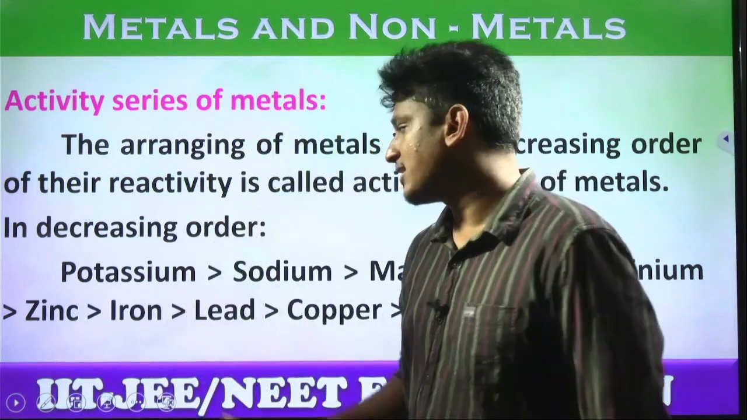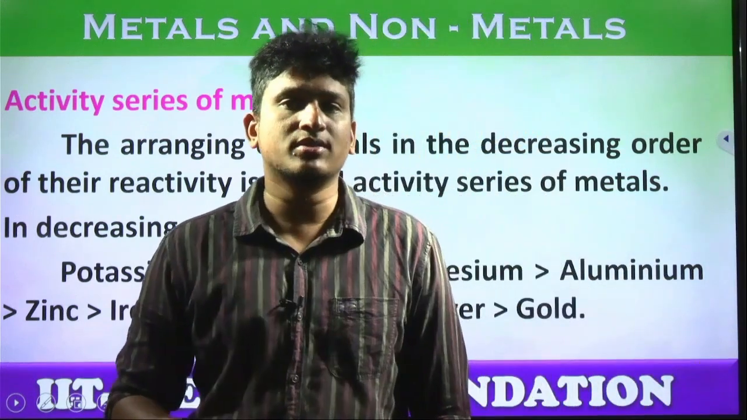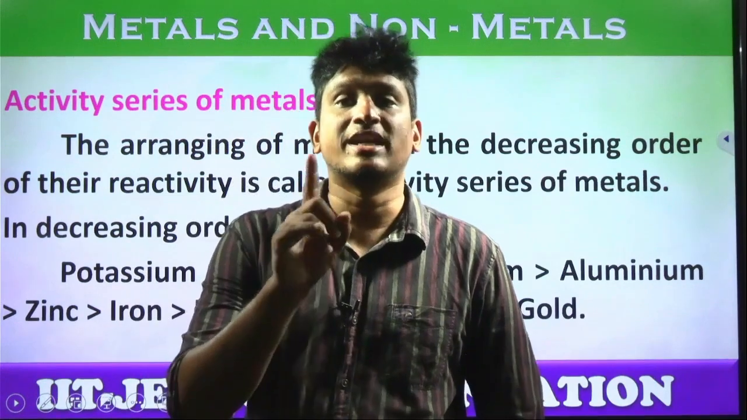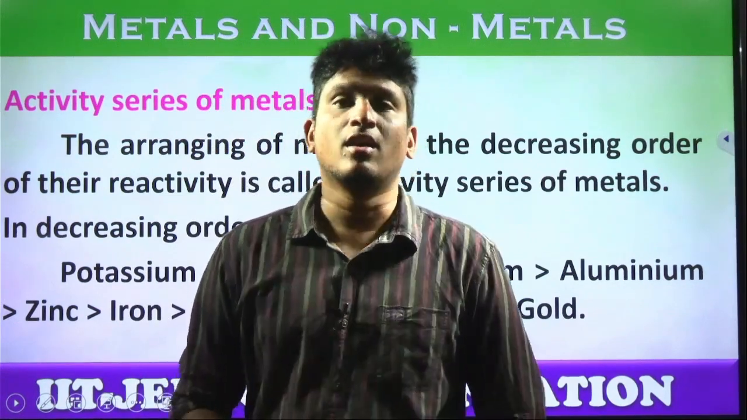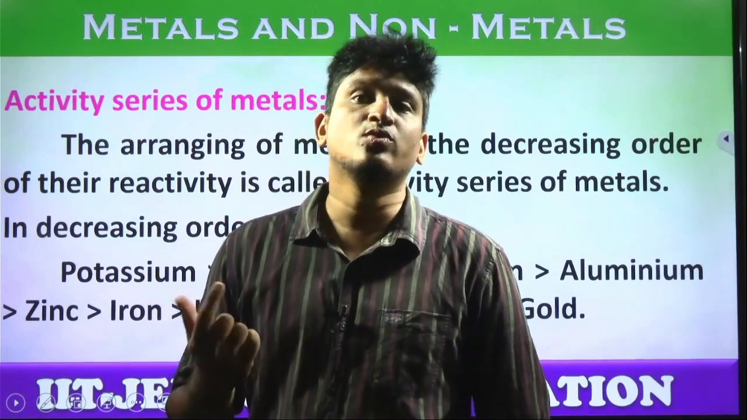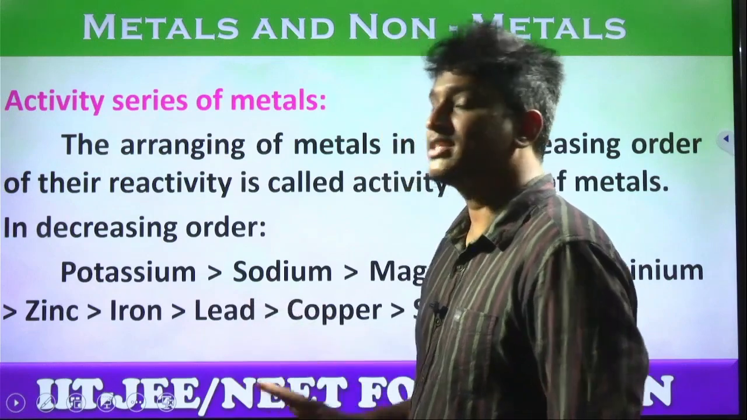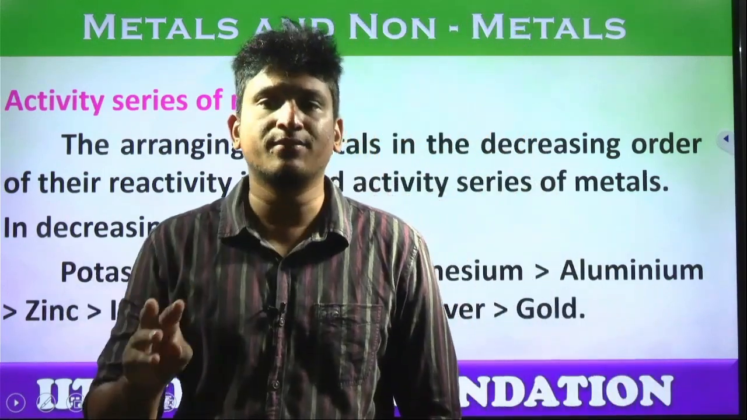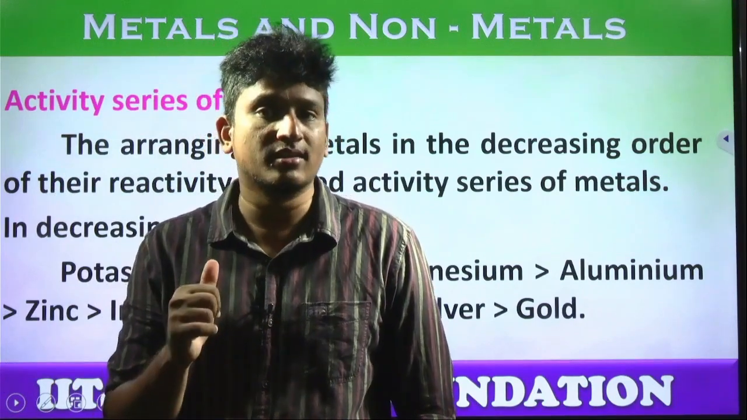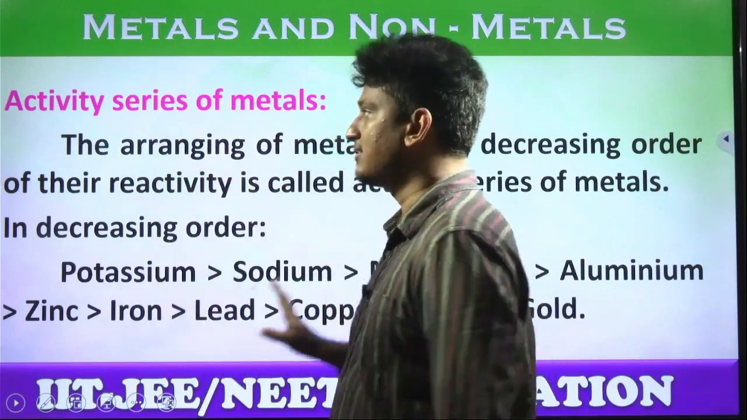And in this activity series, hydrogen is also included. Of course, it's not given here. In the metal activity series, the hydrogen element is also there, students. Why? Because hydrogen also has metallic property. It's a non-metal, but it also shows metallic property, because hydrogen can also lose electrons. Understood? Got the clarity? That's the reason. So based on this metal activity series only, you have to identify which is more reactive and which is less reactive, for the displacement reactions. Highly reactive metal displaces less reactive metal.